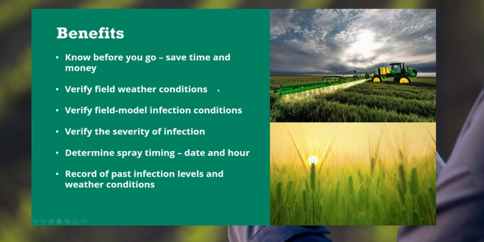You verify field weather conditions because you have devices in that field. You have a verified model of infection and risk. You know the verified severity of the infection. You can determine your spray based on the date and hour from the model, as well as a spray cast model we have in addition to that. And you have a past record of infection levels and weather conditions that you can go back and look on.